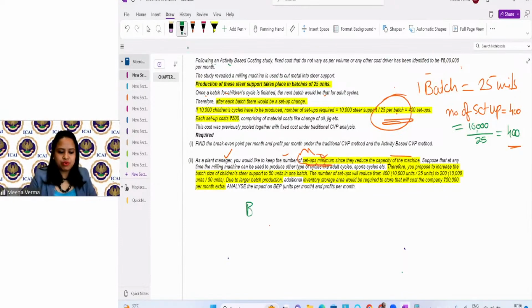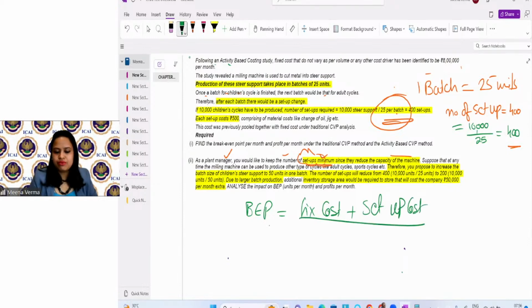So we know the break-even point is what? Fixed cost plus setup cost, divided by contribution per unit. Now, what is happening? You have to find it for activity-based costing. Because in the case of the traditional method, the entire fixed cost will remain the same. The setup cost is separately given in the case of activity-based costing.